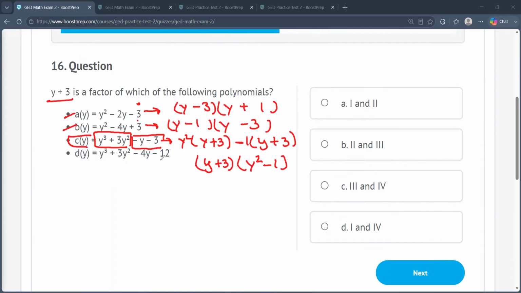And then what about this one? In this one, you also have to do grouping by factoring because there are 4 terms. So split it into two parts.